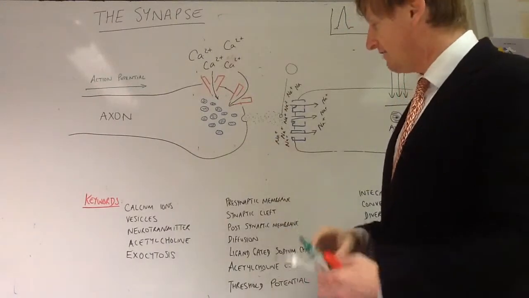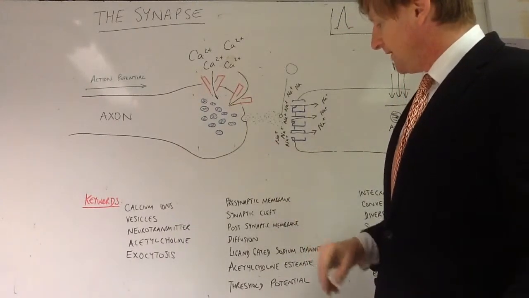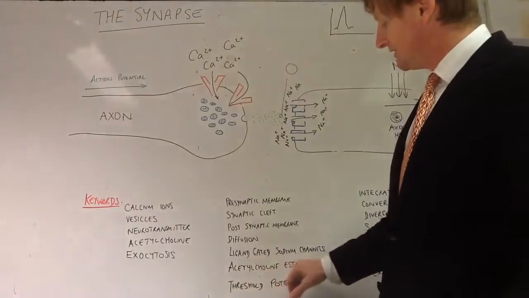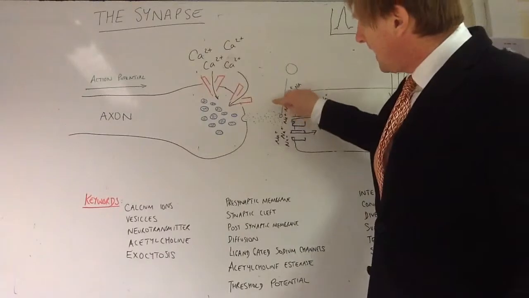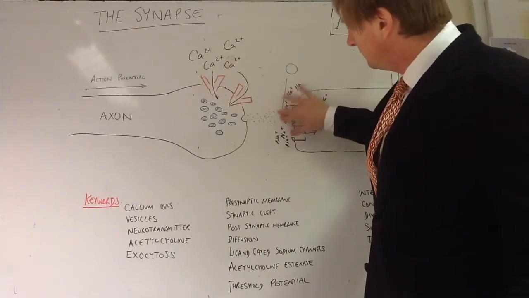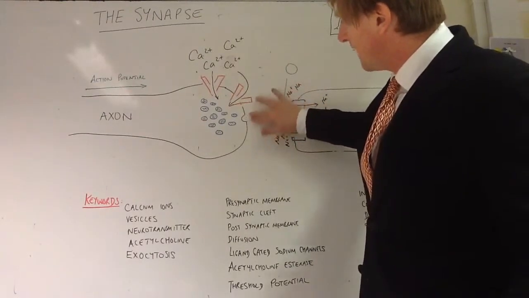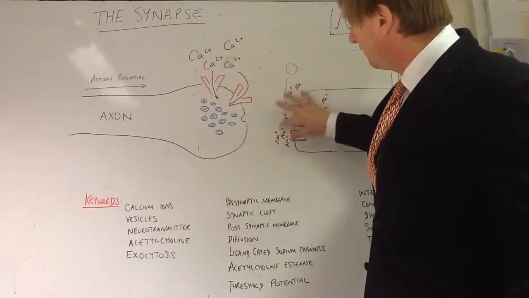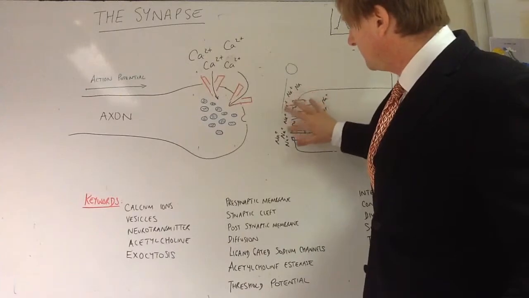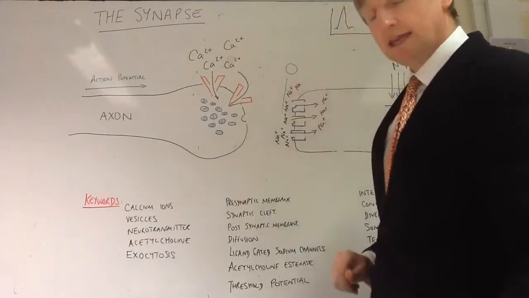And so we actually have a very clever system in the body. And it's this here called acetylcholine esterase. And this is an enzyme which comes along and breaks down the acetylcholine that's left in the synaptic cleft.